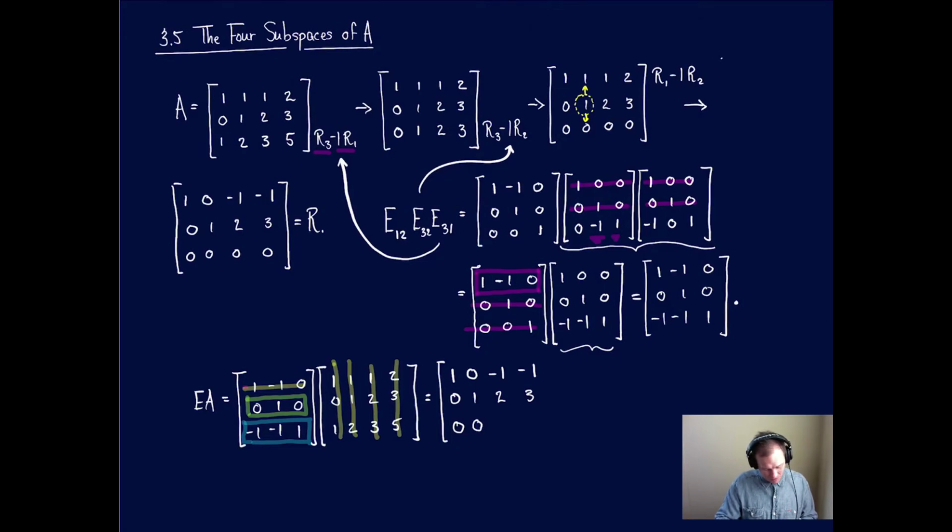So this is a minus 1, minus 2, plus a 3. Well, that's going to be a 0. And let's do it one more time. So now I'm going to have a minus 2, minus 3, plus 5, and that is 0. And look at what we did. E times A gave us R.